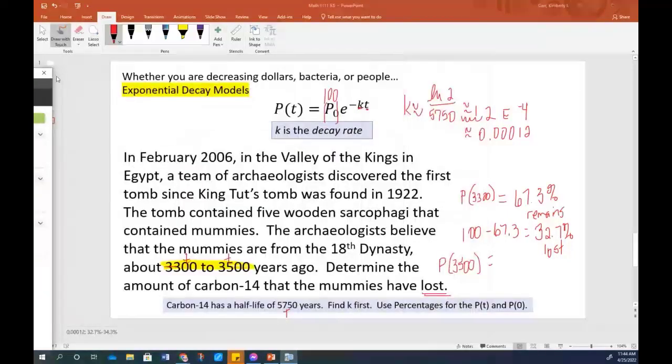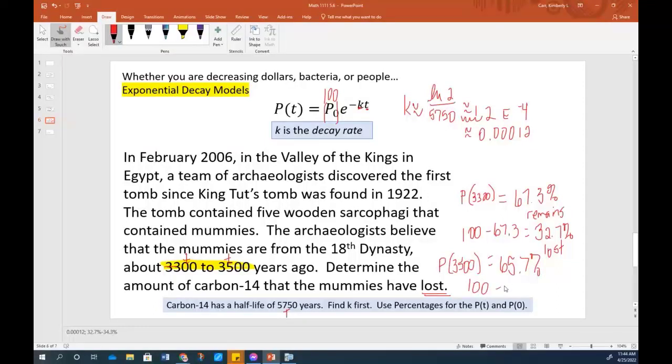65.7%. So this one then will be 65.7%. And again, that's what remains. They're asking me what's lost. So 100 minus that 65.7. Okay, so 100 minus 65.7. I know that's not on screen right now, but I'm just clicking it into my calculator. And that comes out to 34.3%.